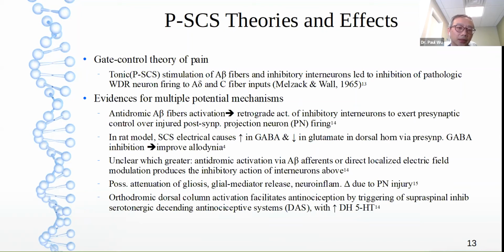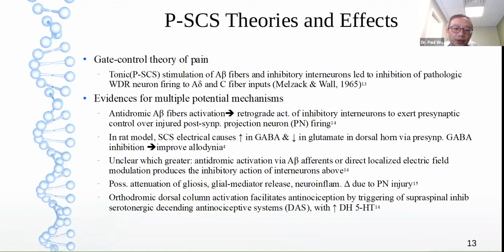And it's basically saying that the tonic stimulation of A-beta fibers and inhibitory interneurons lead to inhibition of pathological wide dynamic range neuron firing and modulating the A-delta as well as C fiber input. So basically, the stimulation and paresthesia provided by a tonic stimulation overshadow or overtake the inputs and block the inputs from the pathological firing signals. However, there's evidence for multiple other potential mechanisms.